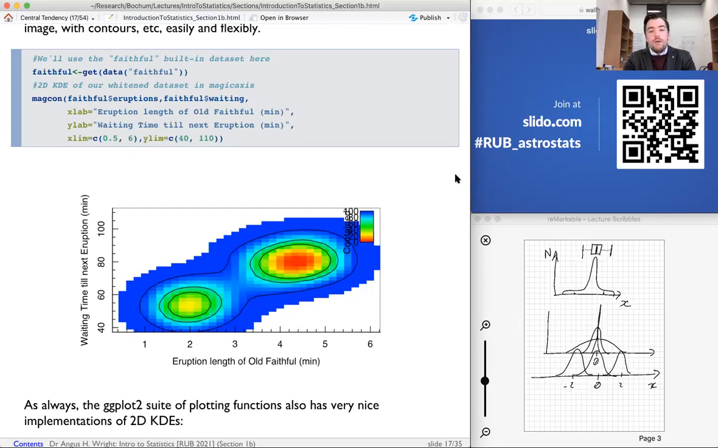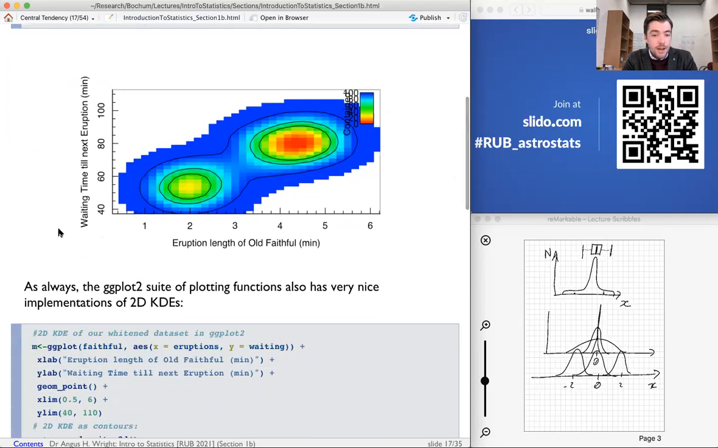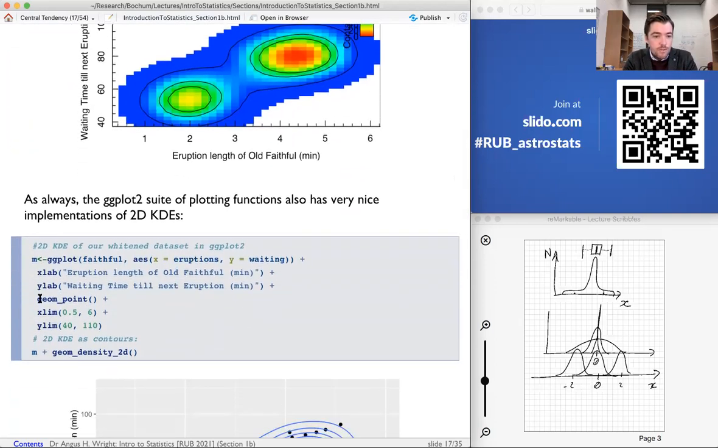And so plotting the kernel density estimate is useful because there's lots of data in here that you then want to smooth out into a distribution that is useful to interpret. And so you can really pull out the bimodality by eye using the kernel density estimate. This 2D KDE I've made using one of the magic axis functions, magcon. But as always, ggplot has another, and is also able to do kernel density estimates.